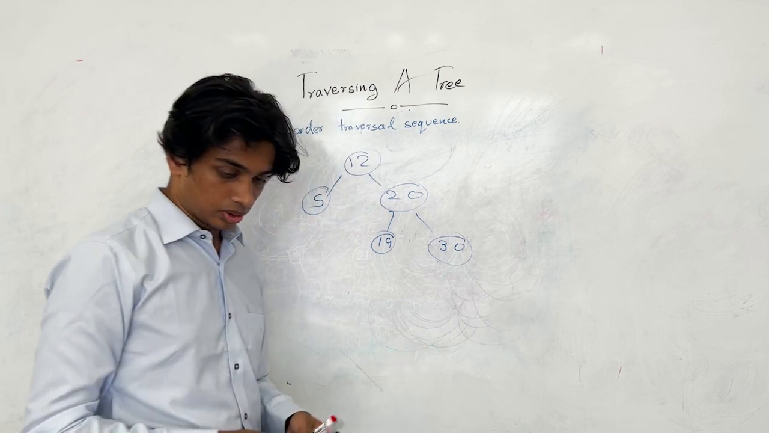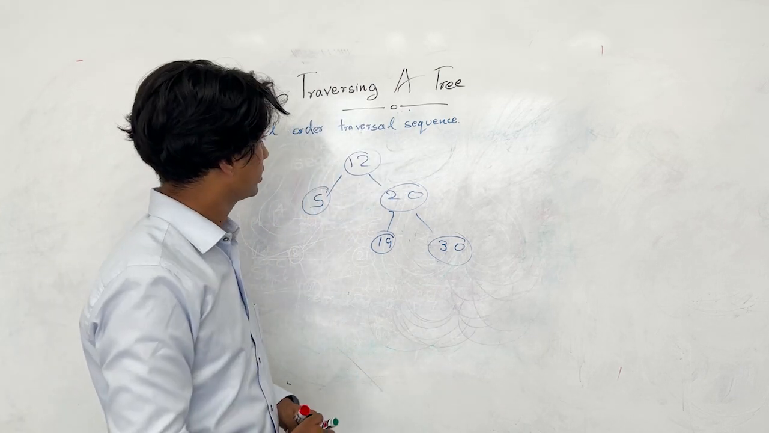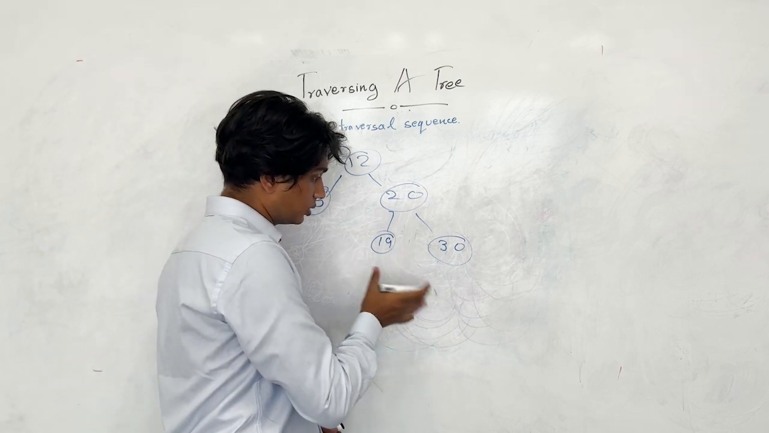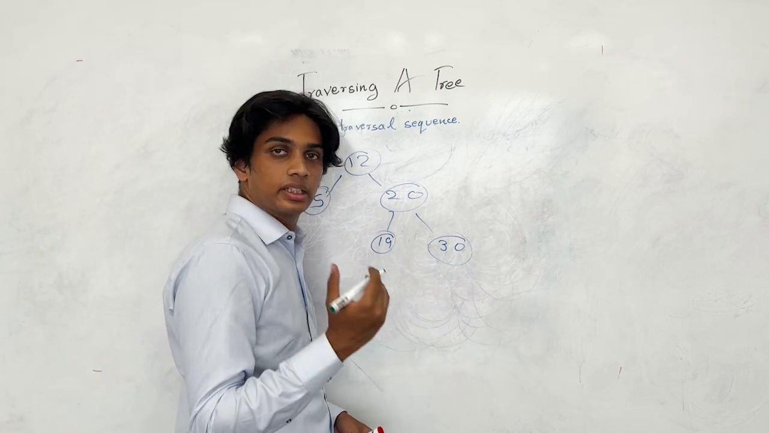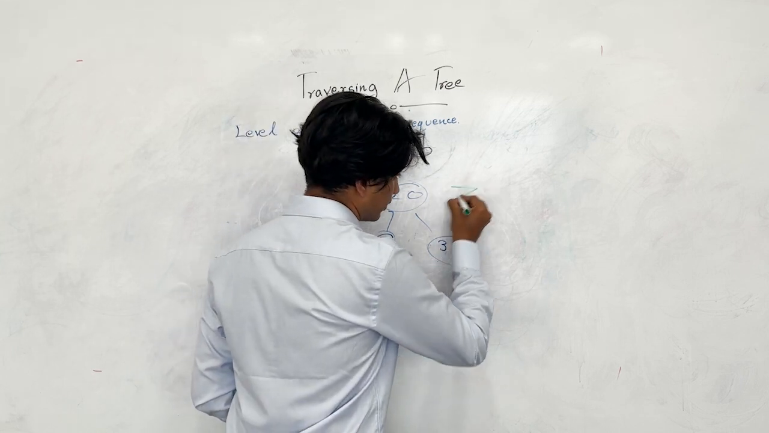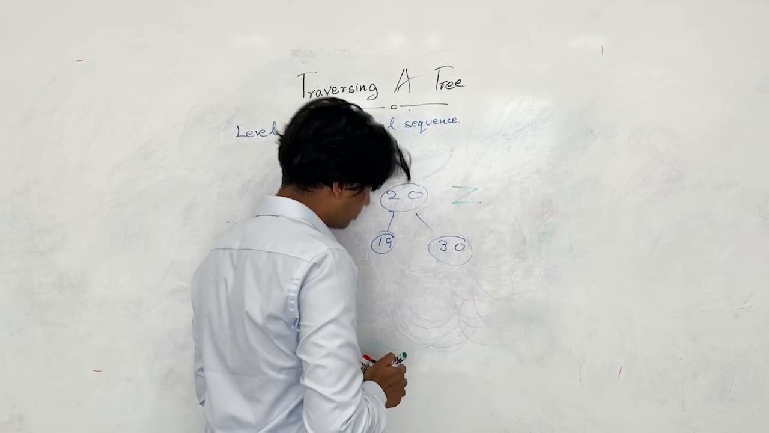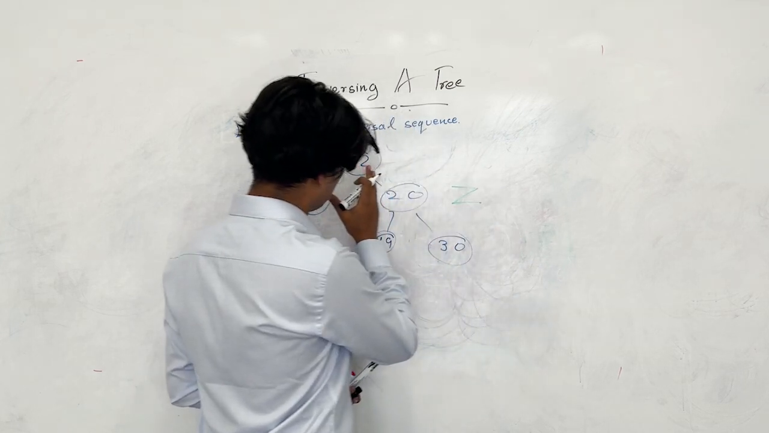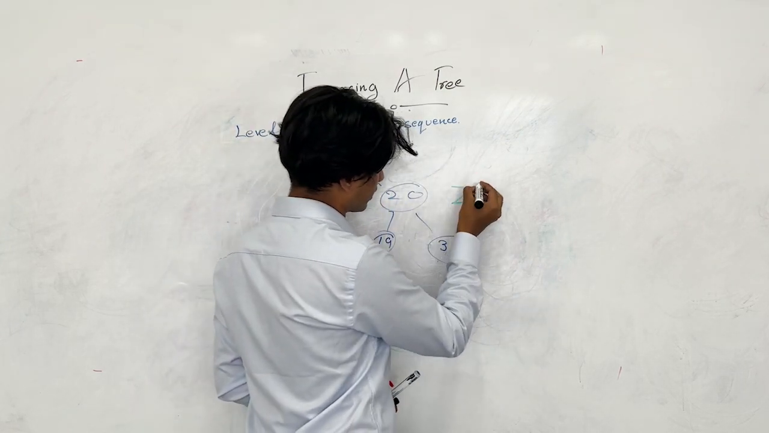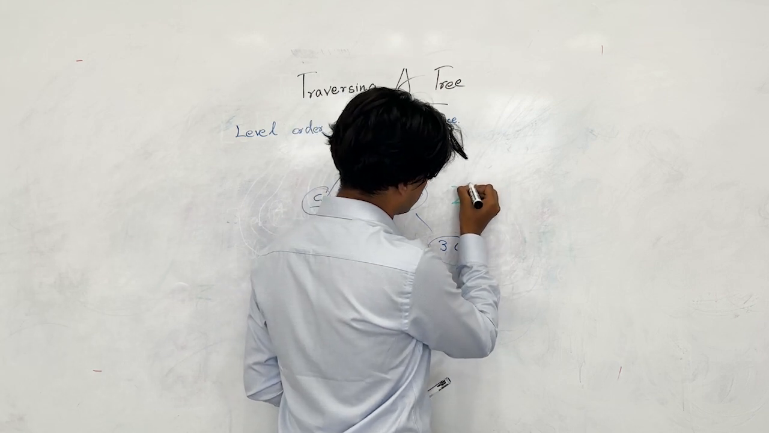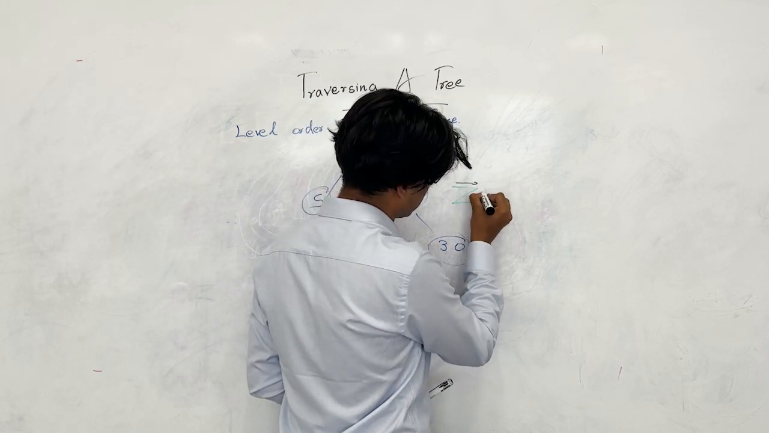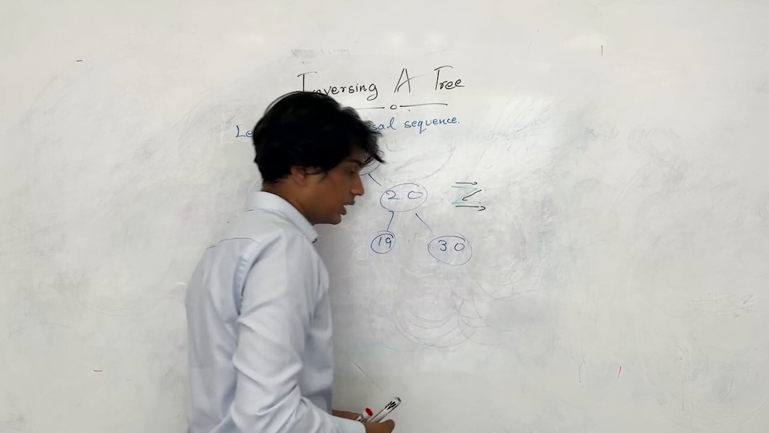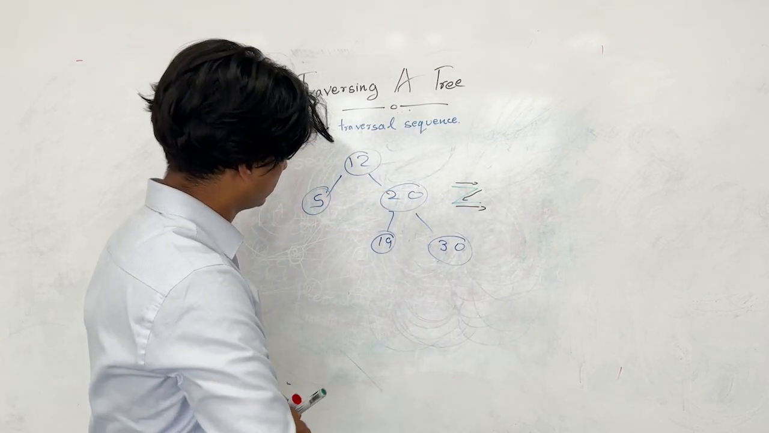Okay, in order to do this level order traversal, we are going to use a path like the letter Z. That means I'm going to start with the left child, with the left side. So first like this, and finally I'm going to end like this. So this would be my path.